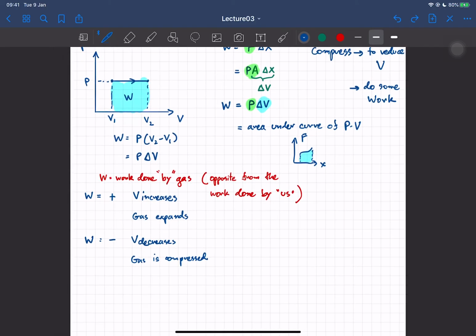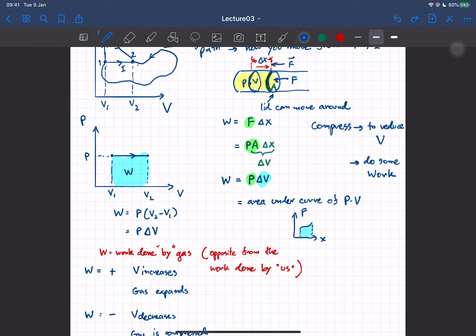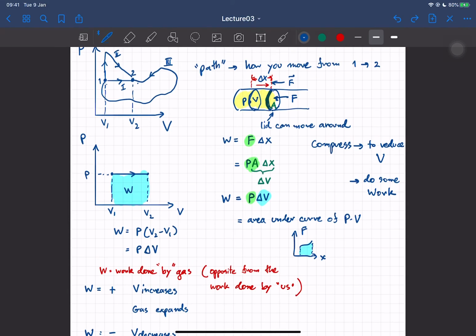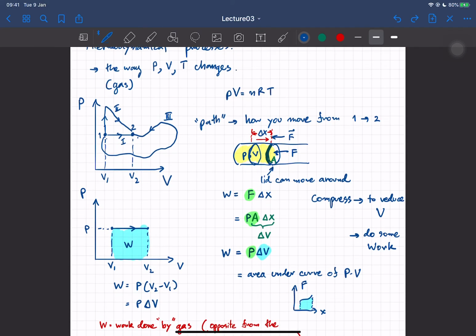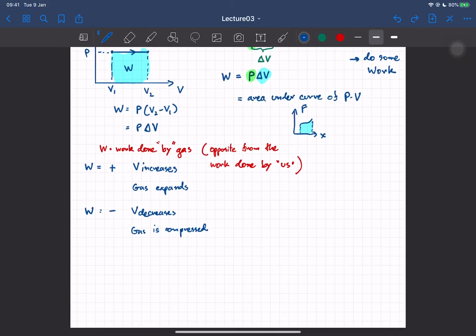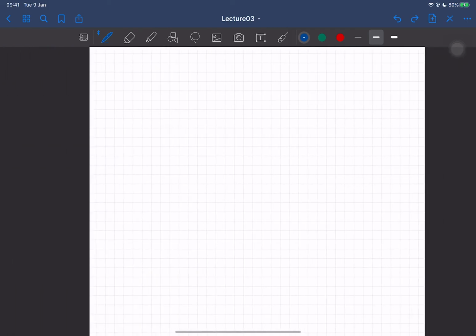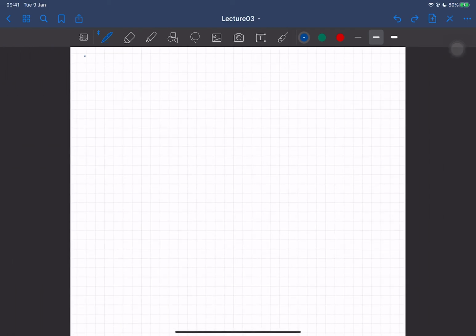Okay, so this is work. Another thing I want to talk about is the concept of internal energy of gas. That's going to be a little bit abstract, but it's important, so we need to talk about it. So the next thing is the internal energy of gas.